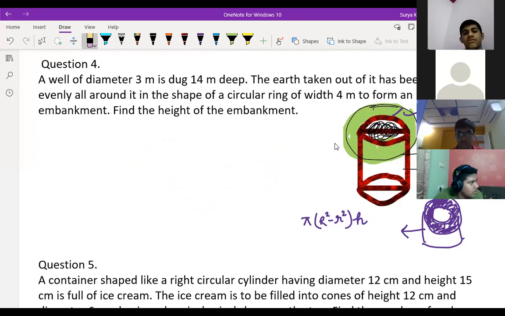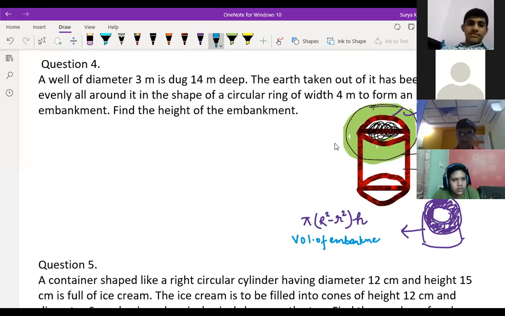So this is nothing but the volume of the embankment. Here everything you know. What is capital R, children, and what is small r? Try to understand here. Small r is nothing but the radius of the well, that is 3/2 meters.